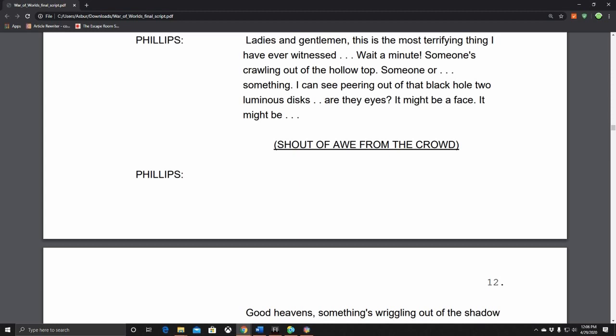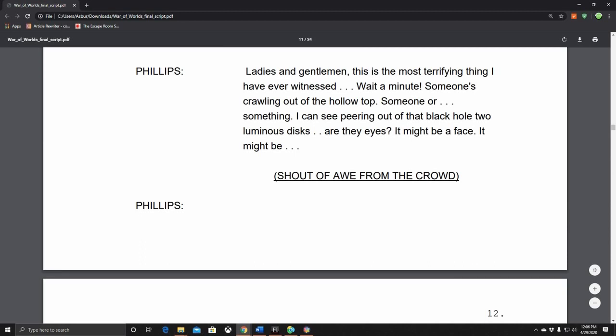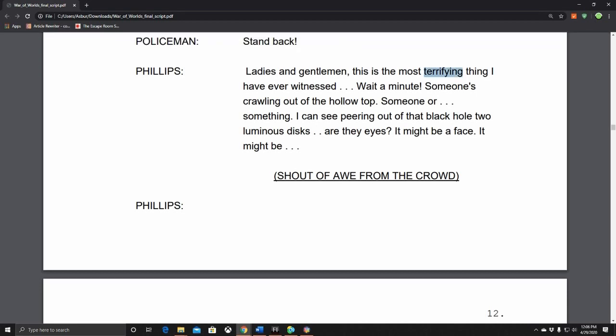Now next, before we start our read, let's take a look at the script. Maybe there are some clues in Phillips' dialogue that tell us more about how he's feeling. And this will help us shape the voice more convincingly. Let's look right here at the first line. Phillips says this is the most terrifying thing he's ever seen. Sometimes our characters come right out and tell us what they're feeling, even without us having to guess.